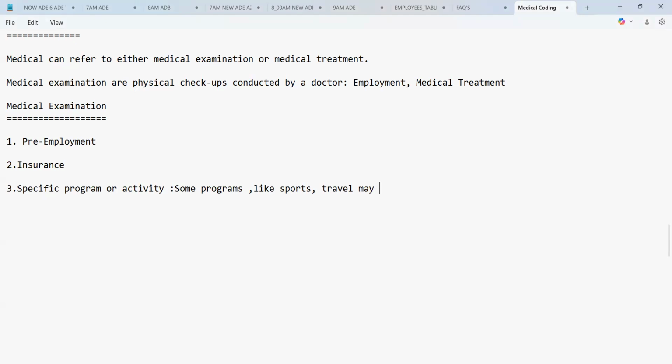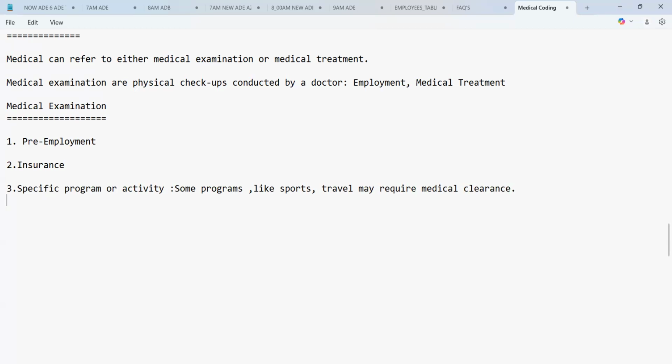So, may require, yes guys, medical clearance. May require the medical clearance, guys.